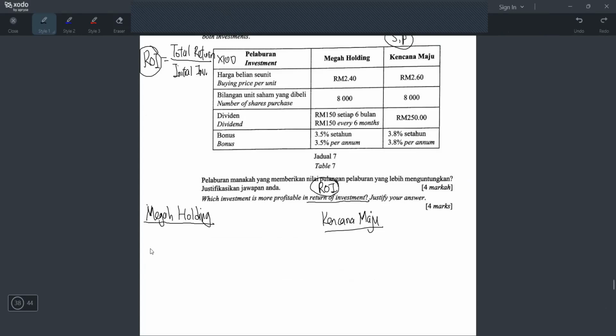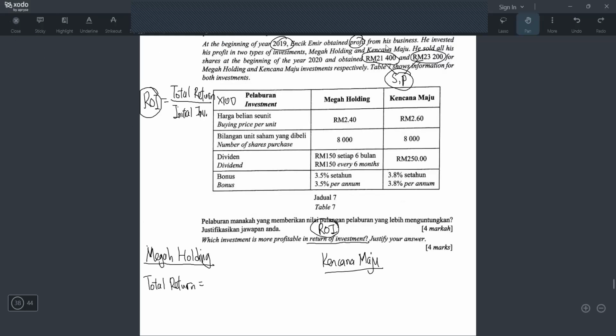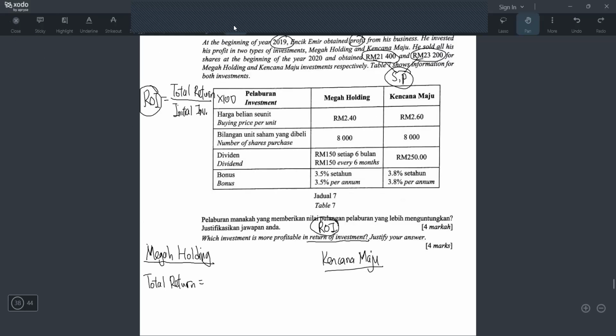Let's calculate the total return for Mega Holding. What is the total profit for Mega Holding? Of course, you have to take the selling price minus the buying price, because when you buy something and then sell it, you will not earn 21400. You have to take the selling price minus the buying price, then only you get the profit. It's very obvious, but sometimes students don't know. That's how you get profit.